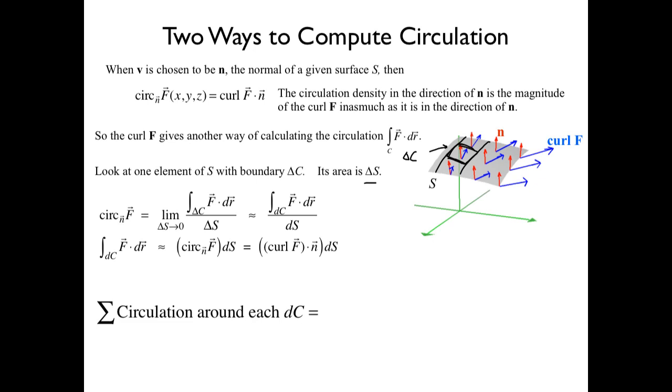Okay, so now we want to sum up all the circulation around each DC. So imagine doing that process for every single one, at every point on here. Partition this up into lots of little elements, and as those elements get small, we have more and more elements, and then we're going to sum all these up for the whole surface.